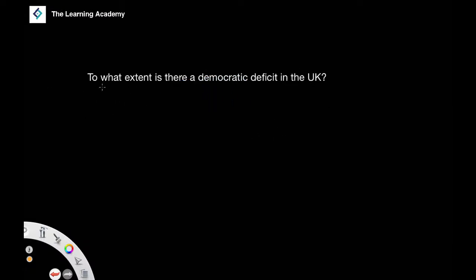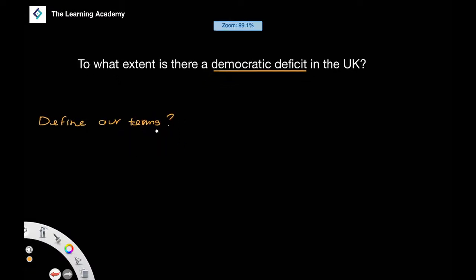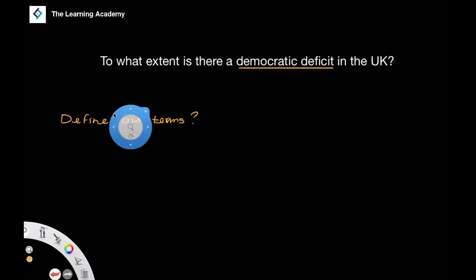So we're going to start to highlight the different points. So the only point is we're going to talk about democratic deficit. And so the first thing we want to do is we're going to define our terms. Okay, define our terms. So what is a democratic deficit? What do we mean when we're asking to what extent is there a democratic deficit in the United Kingdom?